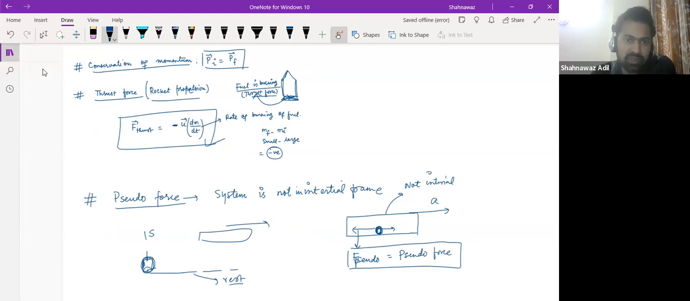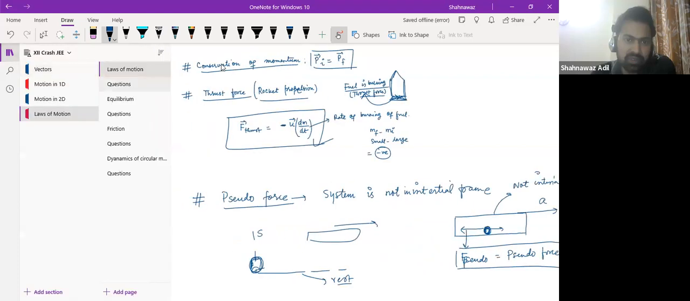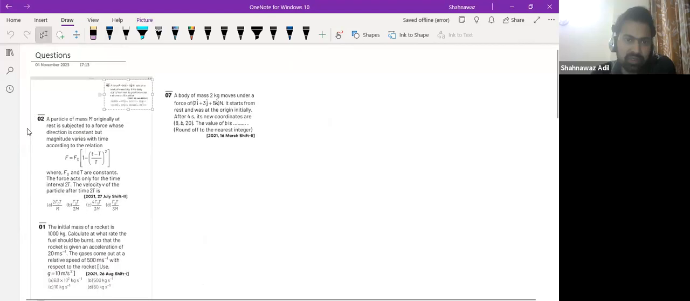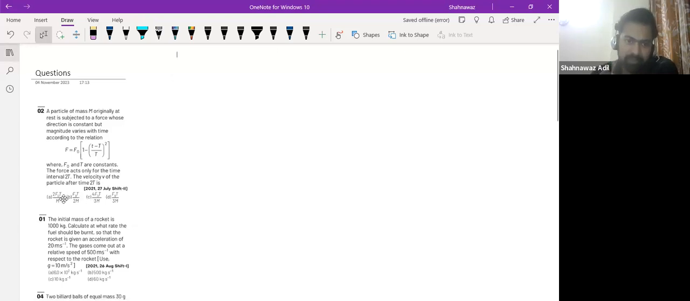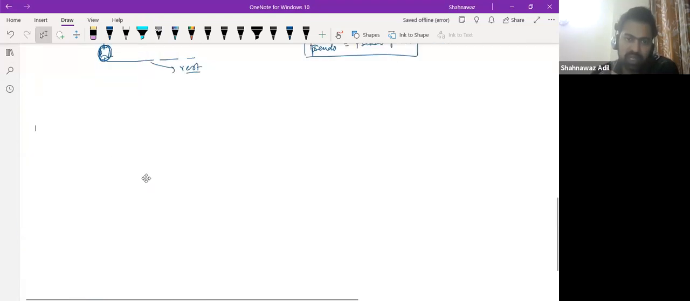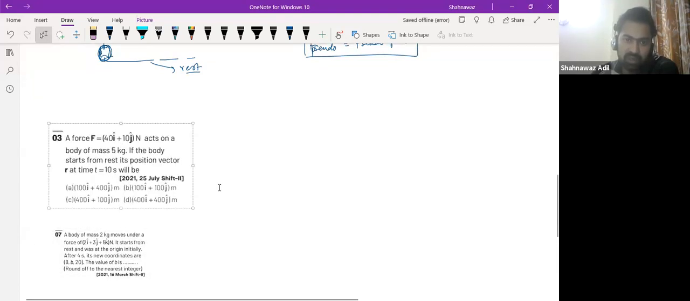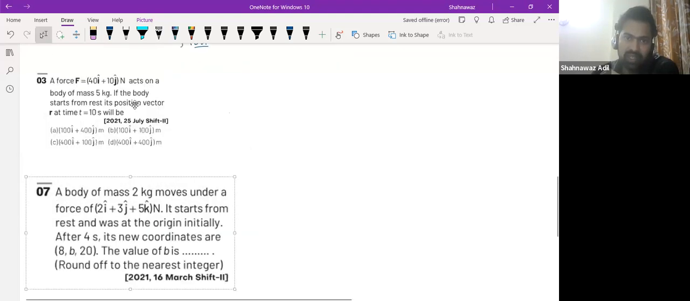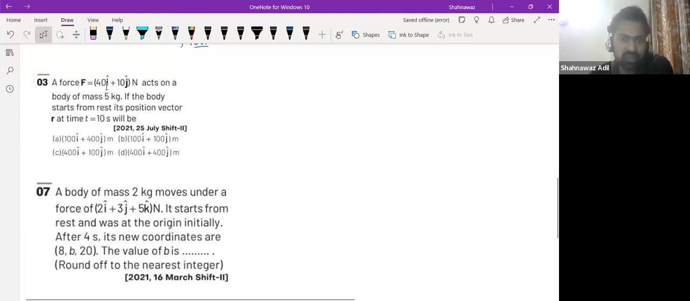So let us do the case of using the uniform force. First question I will do, and the second one you guys will do, right? You can see this force, and tell me what kind of force is this? F is only 40I plus 10J. Do you have any parameter X, Y, Z, T, something like that? Anything which is a function of time, space? So this is a uniform force.